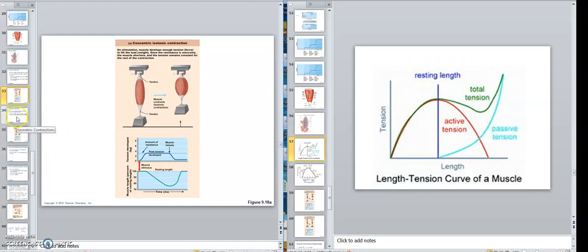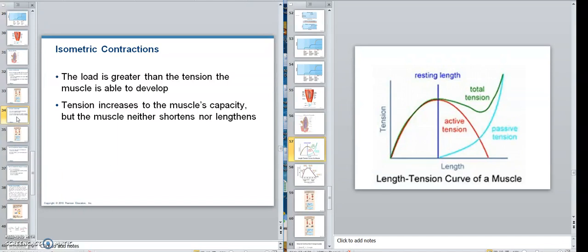All right. Let's go further now. Isometric. This is when you're trying to lift something and you can't lift it. So you're trying to lift something heavy, you can't lift it, but you are building up tension ad infinitum. But it's still not moving. So your muscle is not shortening. It's keeping the same length, but the tension is shooting through the roof. But it's still not enough tension to lift it. That's what we call an isometric.